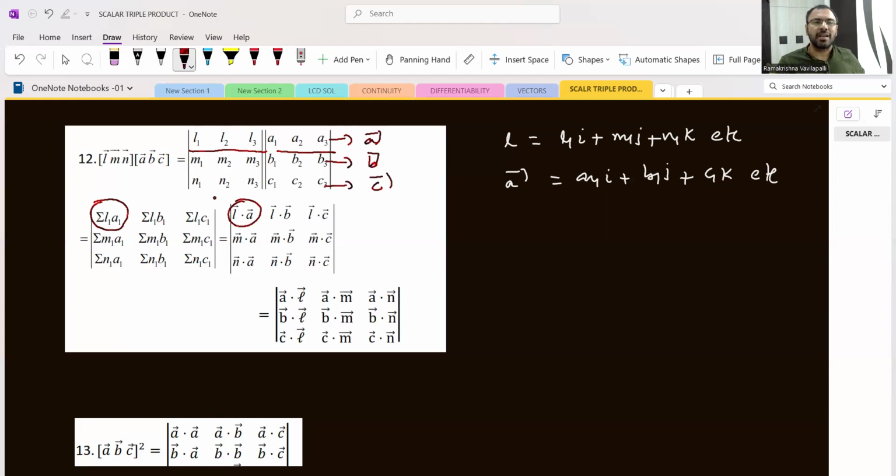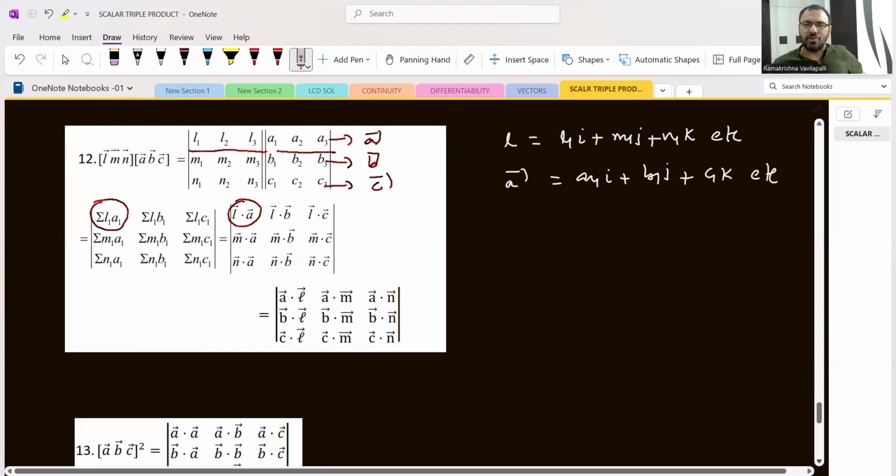Now multiply L1, L2, L3 with the third row. You will get sigma L1C1, that is nothing but L bar dot C bar. So once you have the first row, you write the second. See here, we have taken dot of A, B, C with the L bar vector. Now you have to take the dot of A, B, C with the M bar vector. In the third row you have to take dot with the N bar vector.